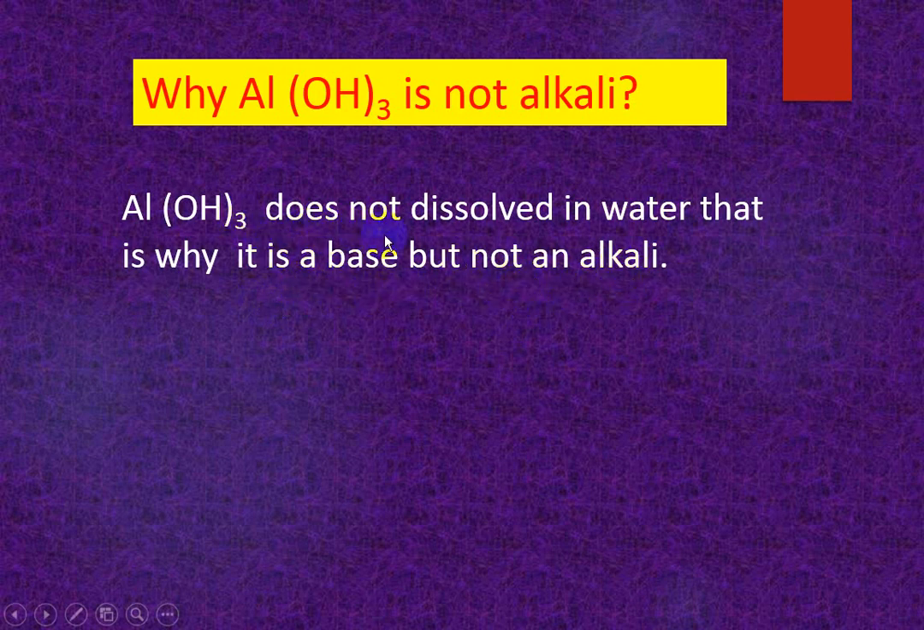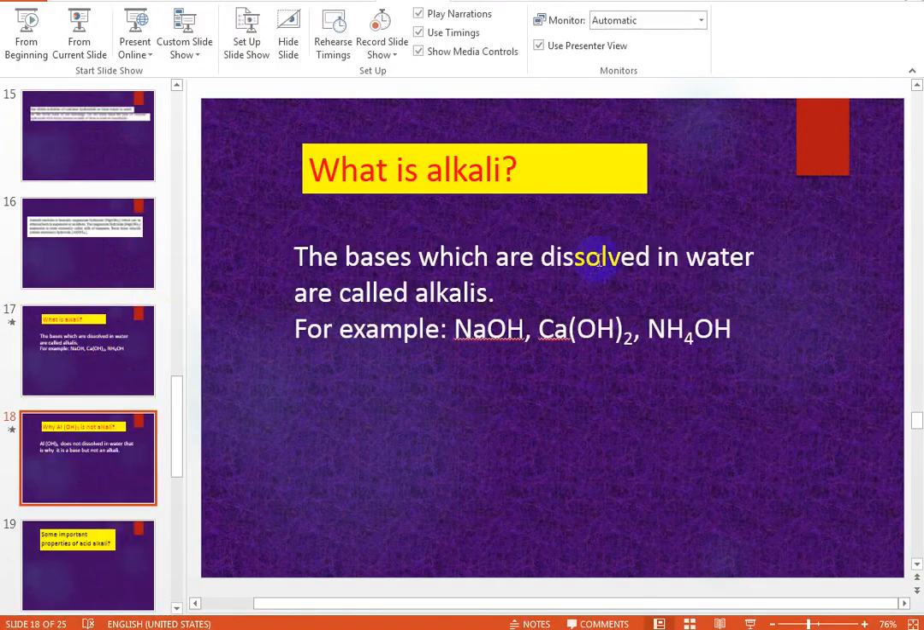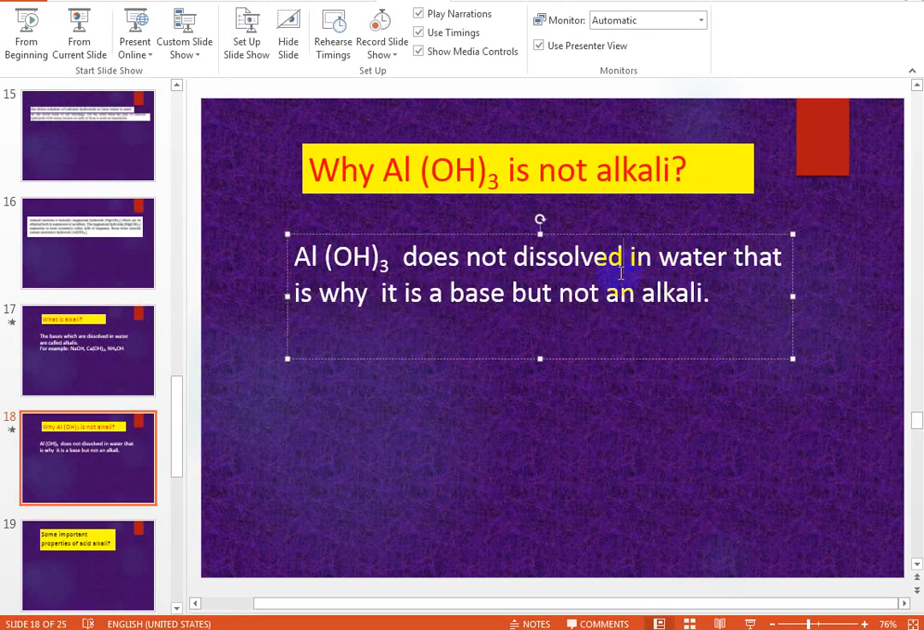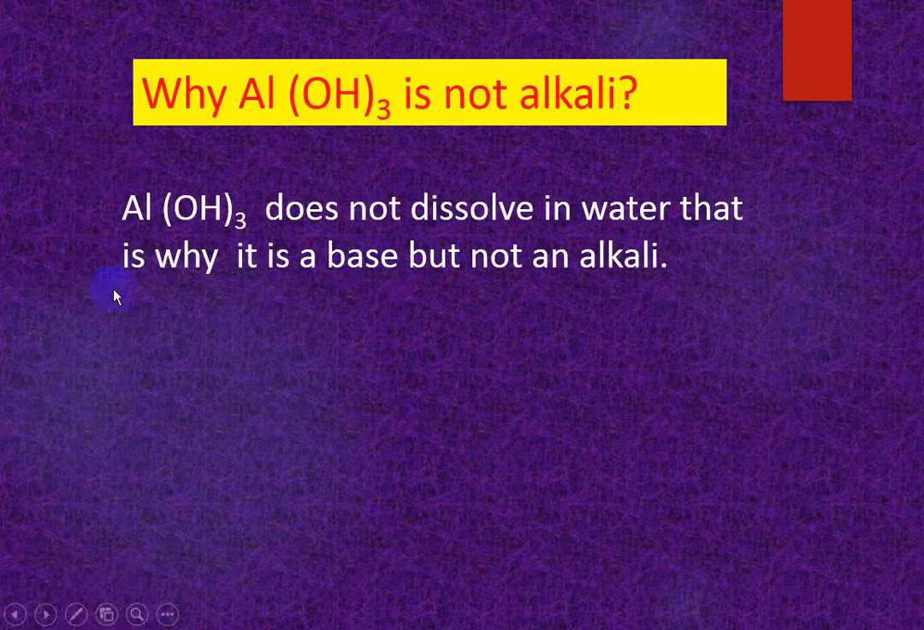So to be an alkali, what must happen? It must be dissolved in water. So for this reason, ammonium hydroxide is a base but not an alkali, because if any base dissolves in water, that base is an alkali. But ammonium hydroxide is a base but not an alkali, because ammonium hydroxide does not dissolve in water. That's why it is a base but not an alkali.